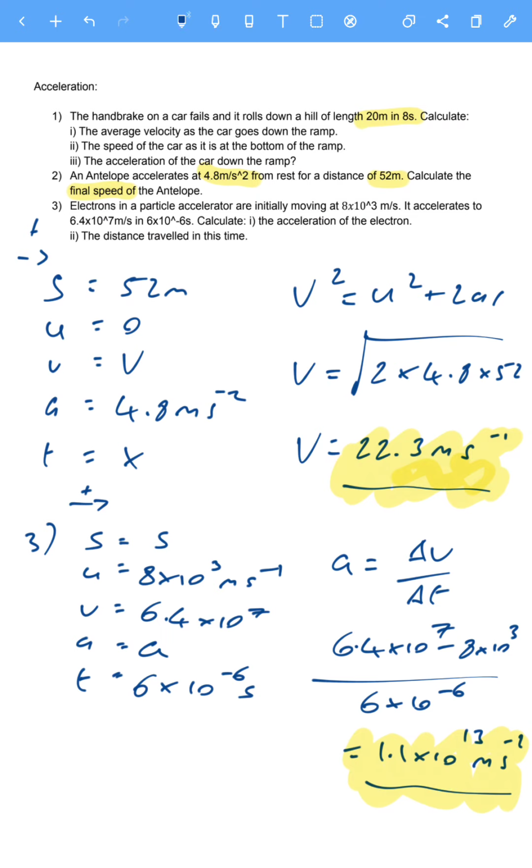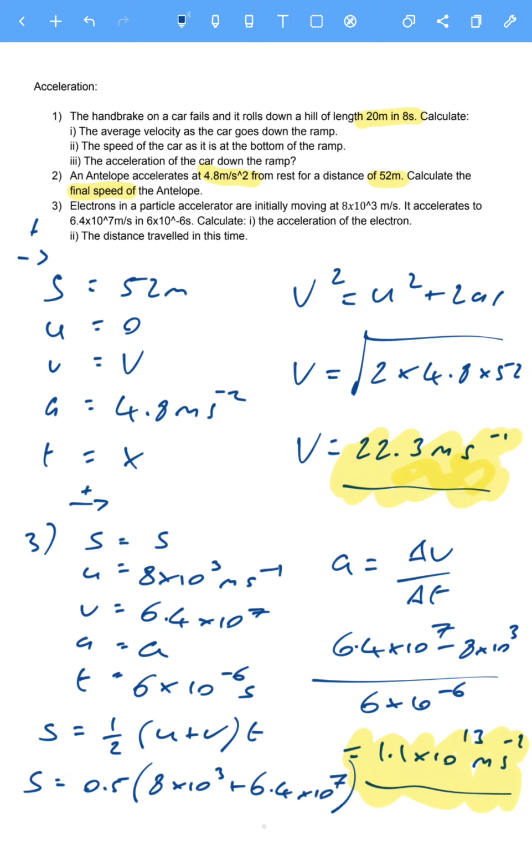And then part 2 is the distance travelled in this time. So we've got SUVAT again, so we need to find S. And you can basically use any equation that you want. So I'll use S equals a half u plus v times t, and then just put the numbers in. So S is equal to 0.5 times, u plus v, so 8 times 10 to the 3 plus 6.4 times 10 to the 7, and then times the time taken of 6 microseconds, 6 times 10 to the minus 6. If you put that in your calculator, you should get 192 meters.